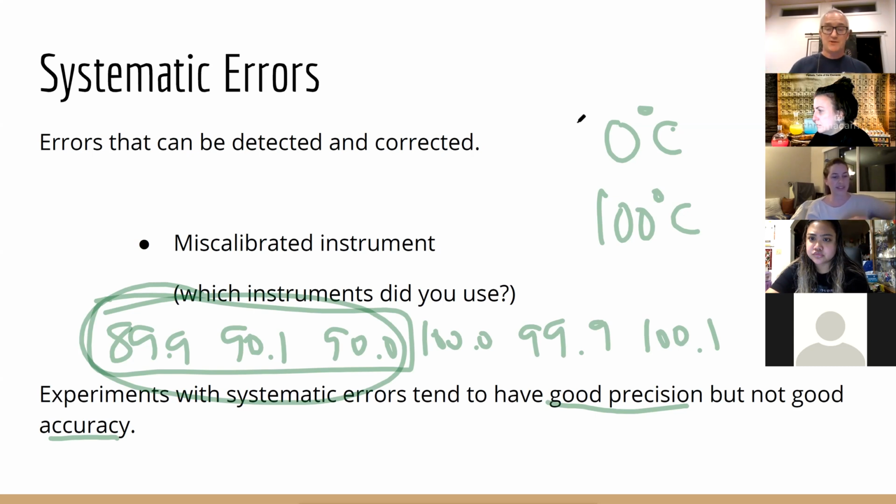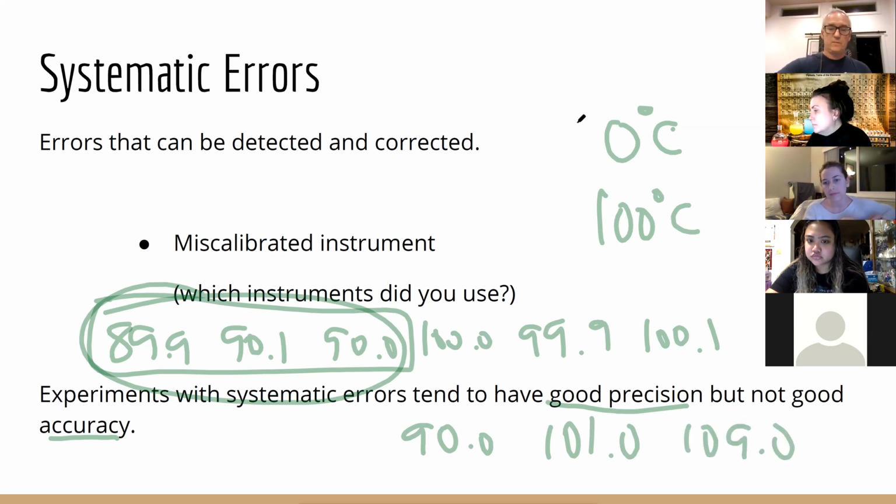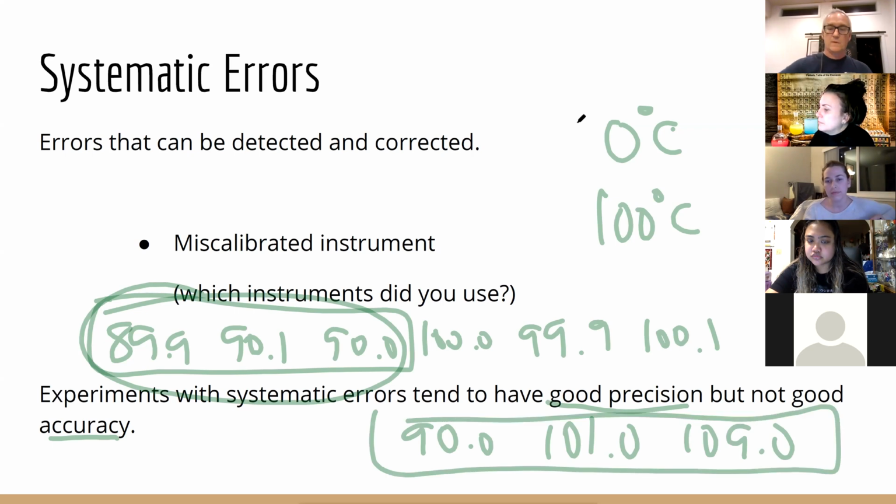Now, let's give you another example. Let's say I'm measuring the temperature of boiling water and I get this. I got 90, I got 101, and I got 109. Are these numbers accurate? No. I got neither. Ooh, neither.